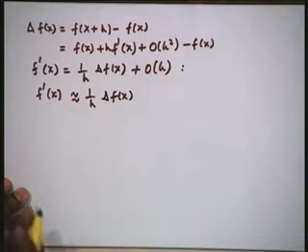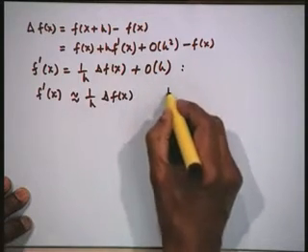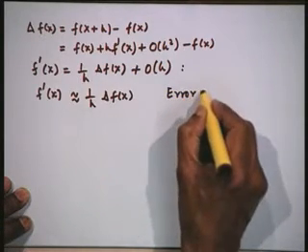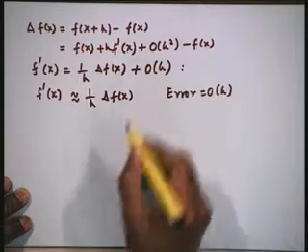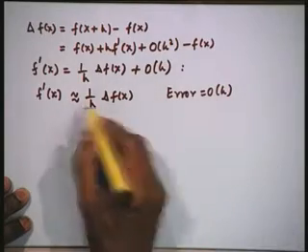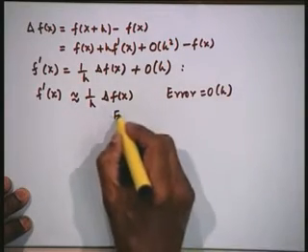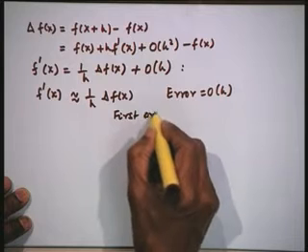and because the error term is order of h, that is here, we shall call this a first order approximation. Hence, we shall call this a first order approximation.